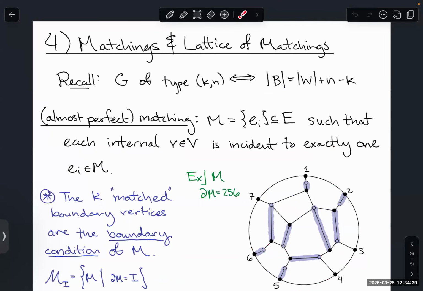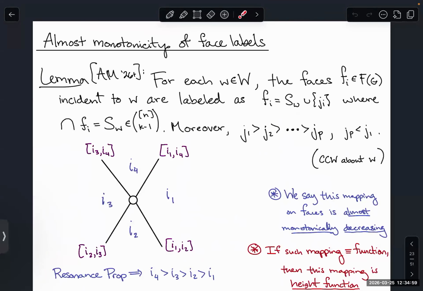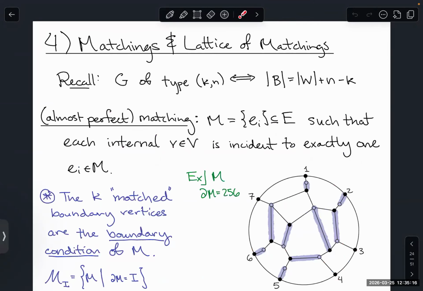Yeah. But then moving forward, I'm going to start talking about matchings and how we can apply a lattice structure to matchings. Maybe one last remark that I missed is that, like I said, this almost monotonicity property of our face labels is exactly what allows us to define height functions. So at this point we are ready to define height functions, but I want to give us a little bit more time to talk about the poset structure that we want to assign to matchings. So we'll start there first.